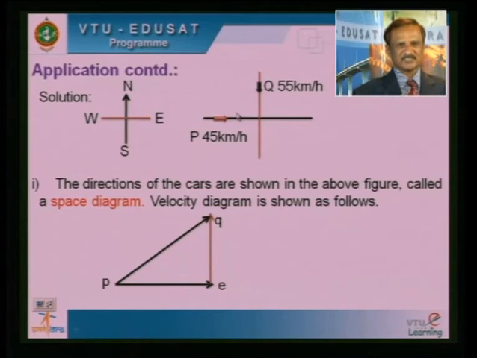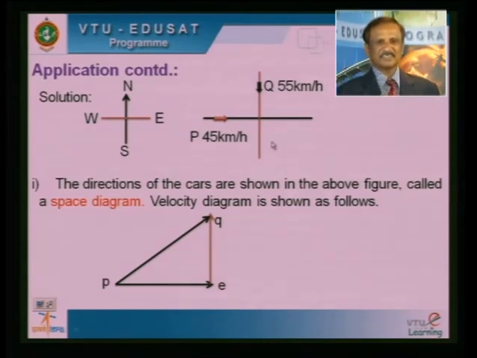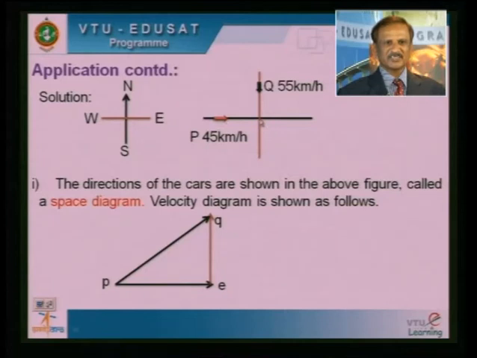I want to show the same problem with the help of a diagram. So, north, south, east, west. P is moving towards the junction, towards east. And similarly, Q is also moving towards the junction, it means towards south. The directions of the cars shown in the above diagram are called a space diagram. So this is the space diagram.